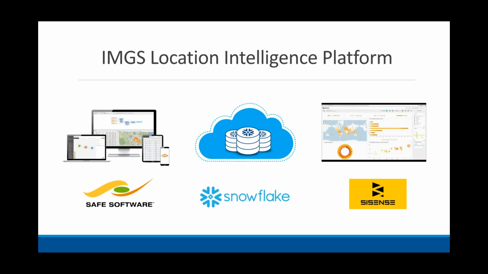In IMGS, we have what's called our location intelligence platform, and we're going to talk about that solution today. As I mentioned, we'll be talking about Safe Software. Safe Software FME Server will be used to integrate the data. The demonstration we're going to show is actually pretty current these days. It's using actual UK COVID-19 data. Gavin has taken that from a UK open data website, sucked that data in using FME and published it to Snowflake.